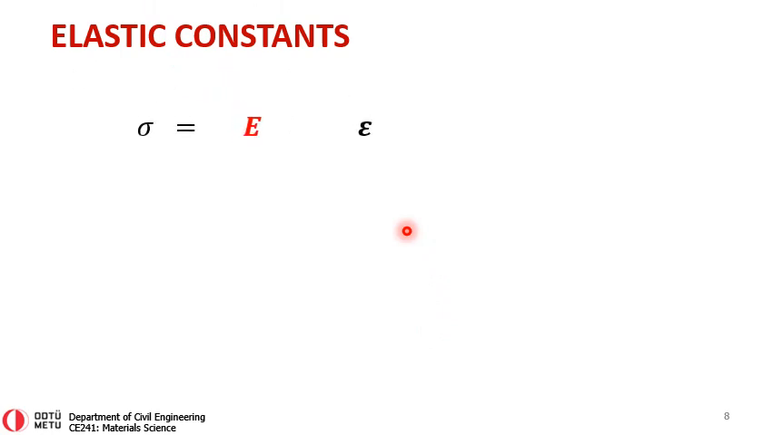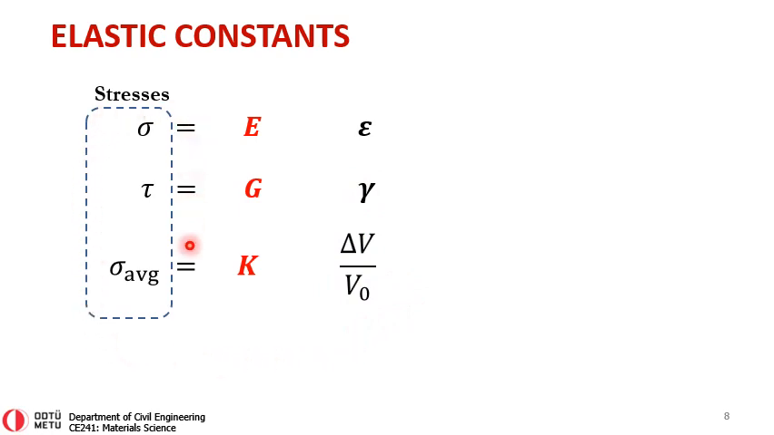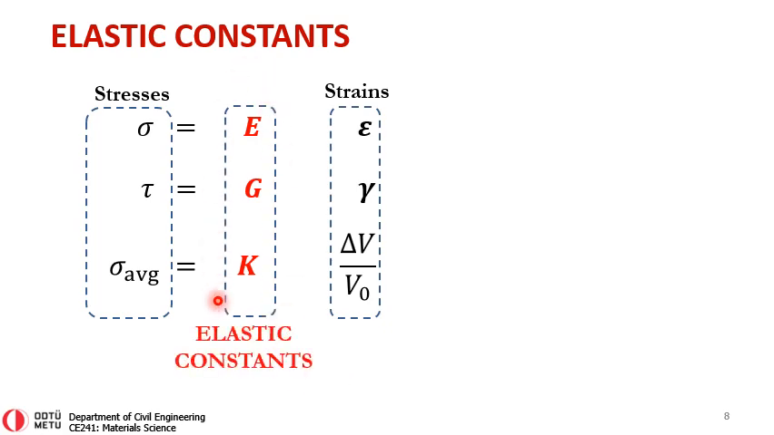So what are the constants again? Let's remember. Sigma equals modulus of elasticity times strain, longitudinal strain. Tau, shearing stress, equals G times gamma, shearing strain. And sigma average equals K times delta V over V0, which is volumetric strain. So normal strain, shear strain, volumetric strain. These are the stress terms: normal stress, shear stress, volumetric stress, let's call it, or the strain terms: normal strain, shear strain, and volumetric strain. And what are these? These are the elastic constants. Again, normal, shear, and volumetric terms.